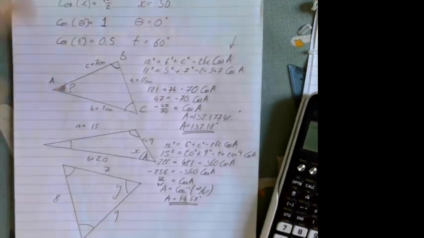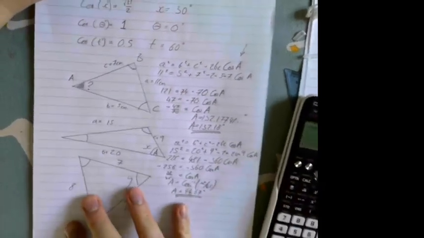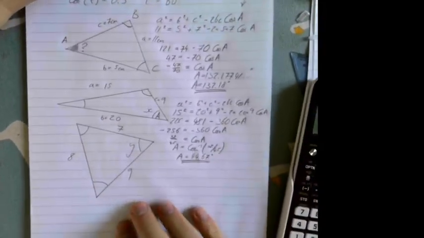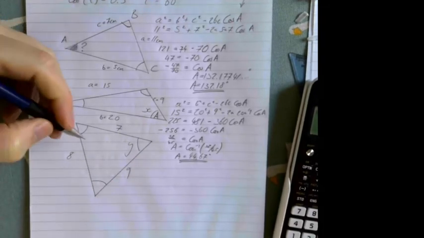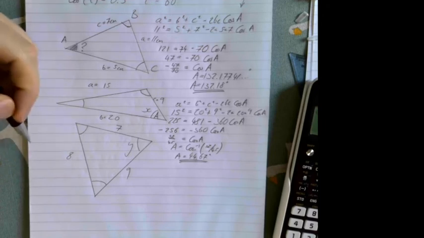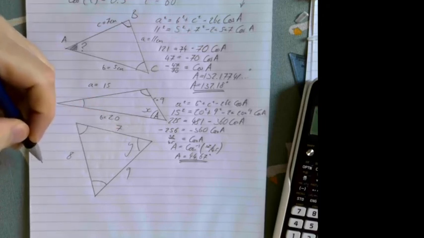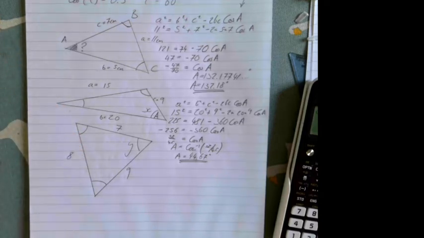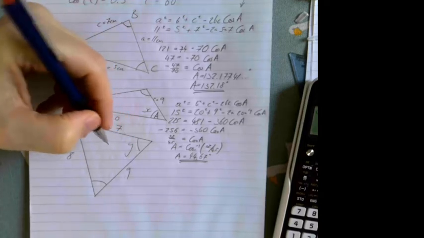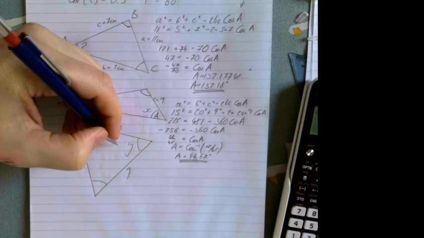Okay, I'd like you to pause the video and have a go at this final triangle here now. So pause and have a go at this triangle here, starting from labelling it and working your way through to find out what Y is. Okay, so clicking play again, let's see if you got the right answer.